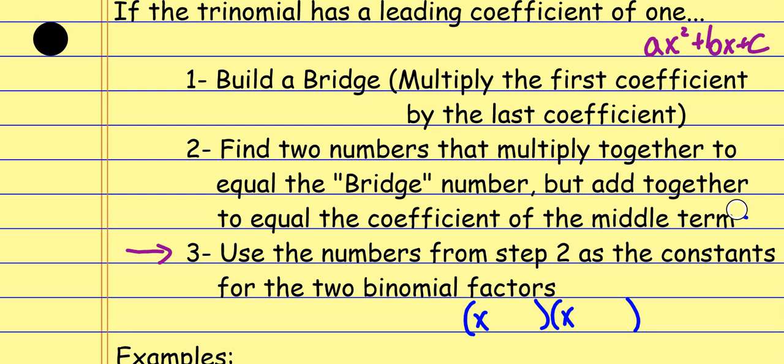A is a bad variable. How about a d and an e? So if it's d and e, then this is x plus d and x plus e. We just take whatever those values are and slap them into those factors and we're done. It's a special shortcut that we get to use when the a value is 1.